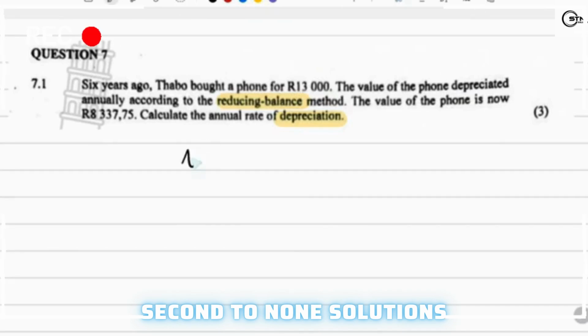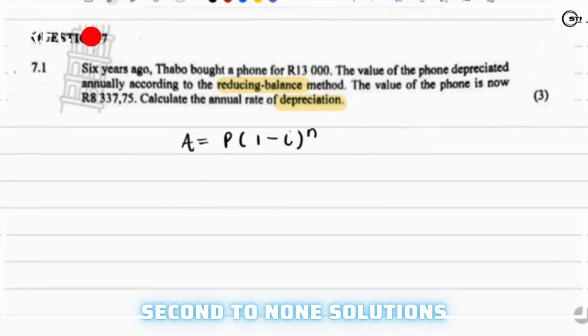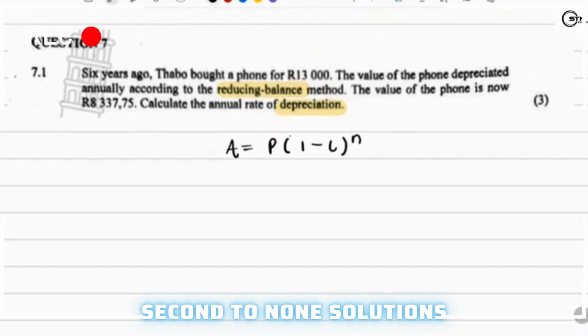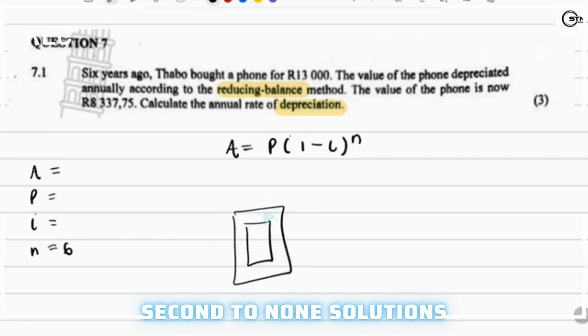So our equation would be A is equal to P bracket 1 minus i raised to the power of n. So let's think about what all of these are: A, P, i, and n. Remember that they said 6 years ago. They already gave us the amount of years, so we already know n is 6. 6 years ago, Tabo bought a phone for 13,000, so this is how much he starts off with. Your starting amount is always your principal value, so that's the 13,000.